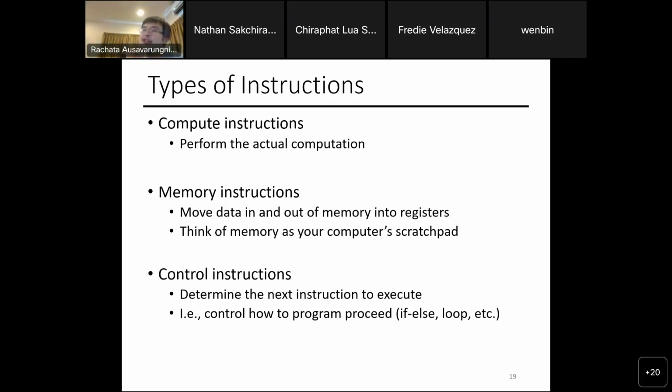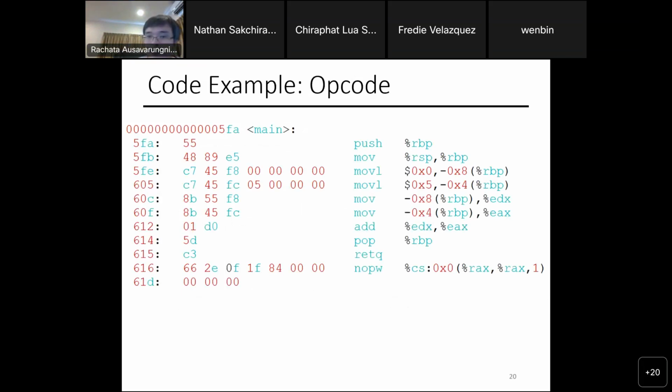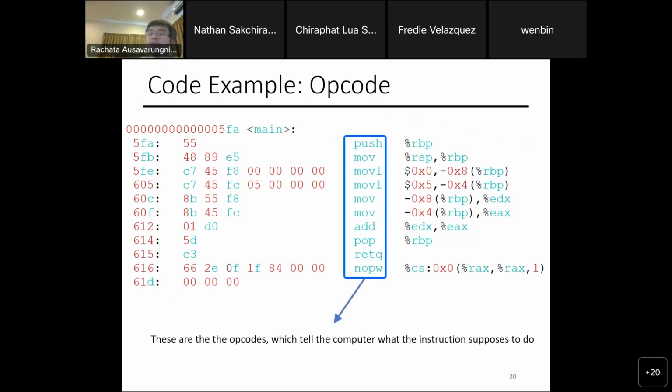So there are basically three main types of instruction. And each instruction, as I said, has an opcode. The opcode is the verb in the sentence, the operation that you actually do. It tells what the instruction is supposed to do. So would anyone like to guess what add does?